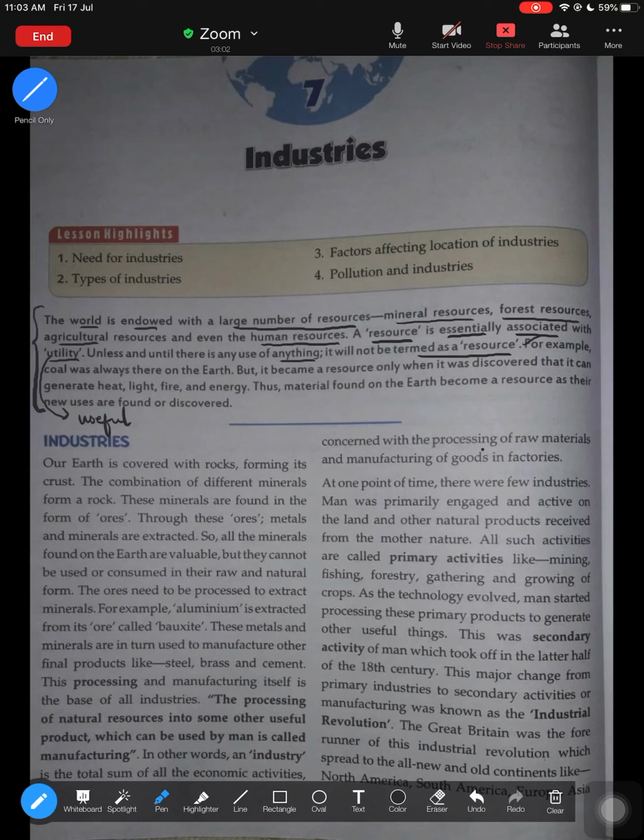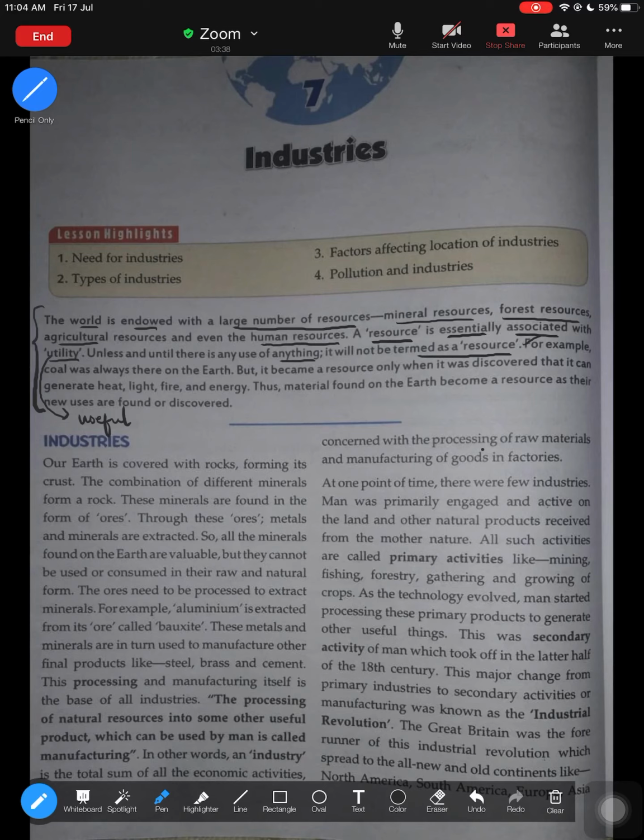For example, coal was always there on the planet Earth, but it became a resource only when it was discovered that it can generate heat, light, fire, and energy. So that is what a resource is: anything that is useful. One good example is coal, which was found on the earth's surface since earlier times, but only after we discovered that it is of some use in generating heat and electricity did we term coal a resource.